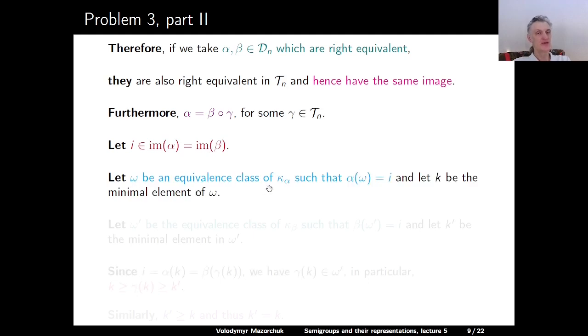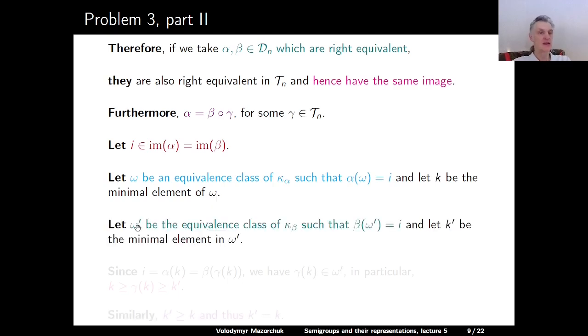So let I be an element in our common image. Let omega be an equivalence class of kappa alpha, such that alpha of omega is equal to I. So this means that omega is the preimage of I under alpha. And let k be the minimal element in omega. Let omega prime be the preimage of I under beta, and let k prime be the minimal element in omega prime. Since I is equal to alpha of k, and alpha is equal to beta after gamma, alpha of k is equal to beta of gamma of k, we have that gamma of k should belong to omega prime.